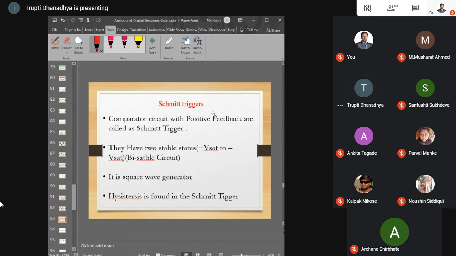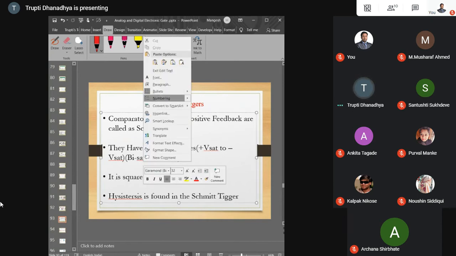So there are two stable states: plus V saturation and minus V saturation. Of course, when you are talking about the op-amp, there are two limits or two references. One is the positive V saturation and the next is the negative V saturation. That's why this circuit is called a bistable circuit. Bistable circuit is called so for this reason.